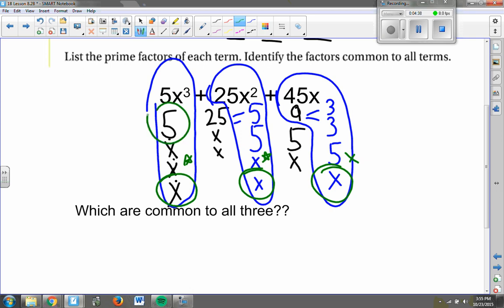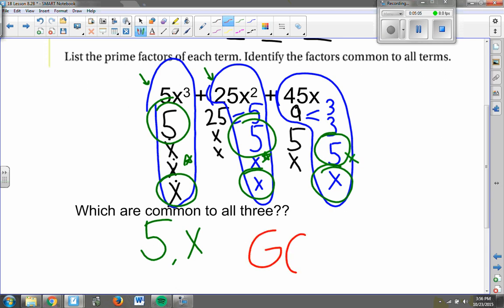I see a 5 here, and a 5 here, and a 5 here. And I think that's it. I don't see any 3's here or here, no 3's. And that's all that's left over here. So the things that are common are 5 and x. Right, so what that means is my greatest common factor, or GCF, is equal to these two things here multiplied together. 5 times x, or just 5x.